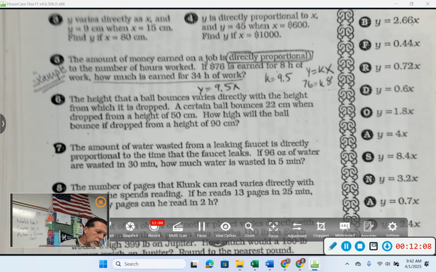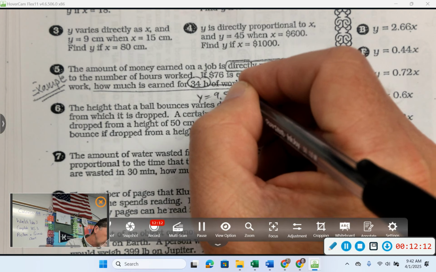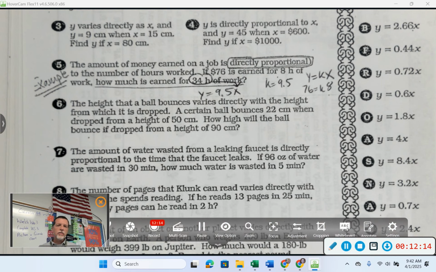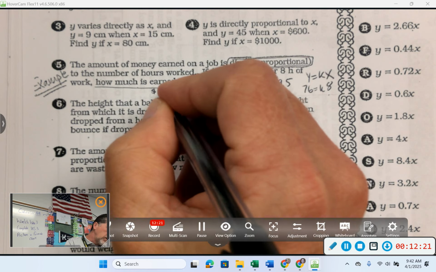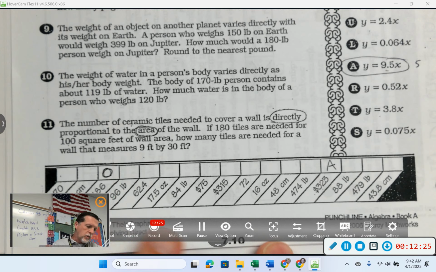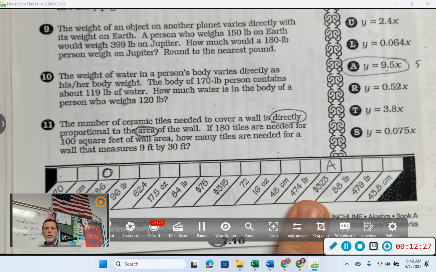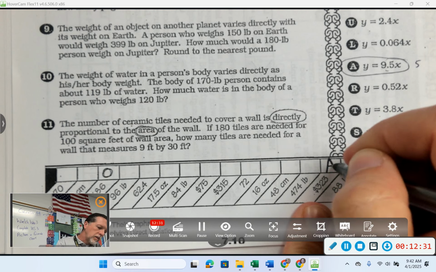But I'm not done with this problem. How much is earned for 34 hours of work? So 34 goes in for x. And that's $323. So that's the ultimate answer I'm looking for. It's already filled in. $323 is where the A goes.